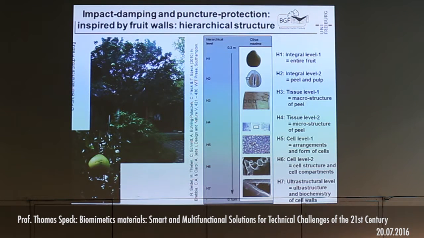To understand how it works, we looked first at the structure, and we can discern 7 hierarchical levels: the entire fruit, peel and pulp, macrostructure of peel, microstructure of peel, arrangement and form of cells, cellular structure, cell components, down to ultrastructure and biochemistry. Today I want to concentrate on the first 5 levels and what we can learn from them.